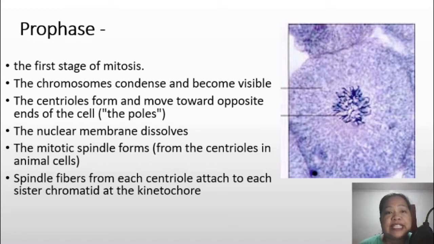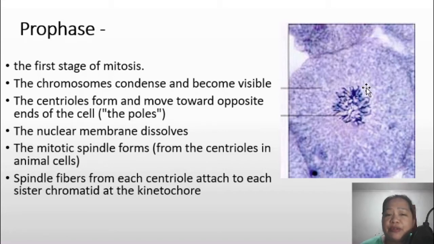Okay, the prophase is the first stage of mitosis. The chromosome condenses and becomes visible. So the diagram on the right corner, this is the chromosome of the cell. It becomes visible and it looks like in one haploid. So this is prophase, the first stage of mitosis. The chromosome condenses and becomes visible.